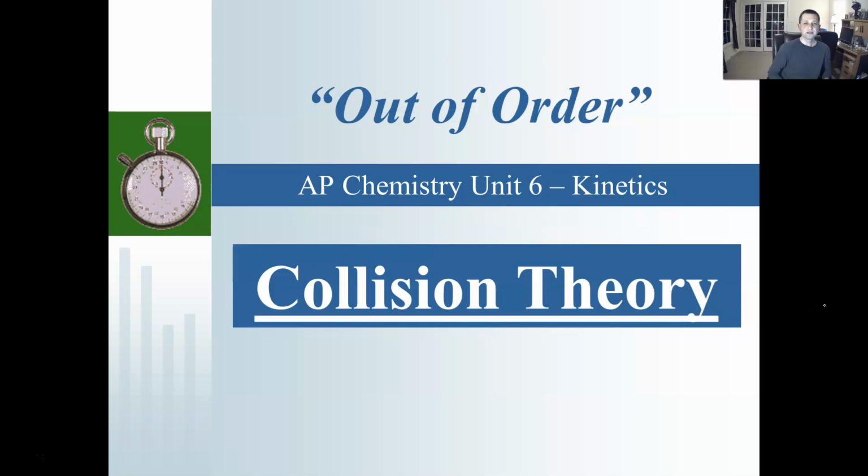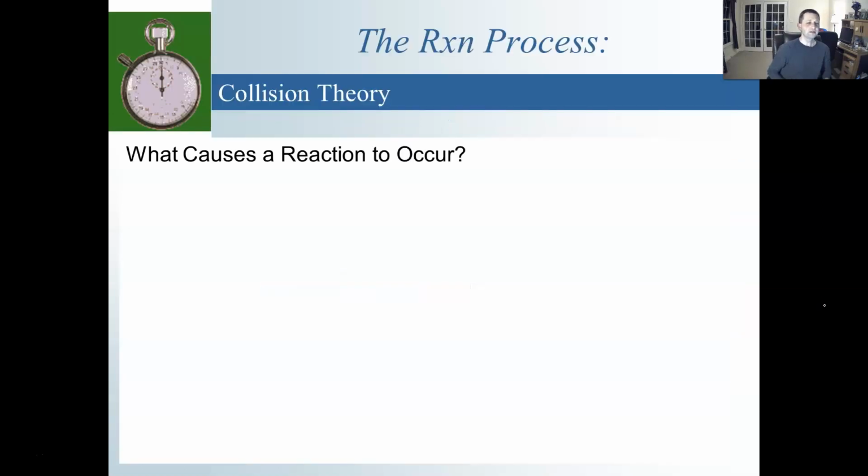What we're going to do today is continue with our unit on kinetics, and we're going to talk about something called collision theory. Now, collision theory, I think, is pretty easy, and it really is just going to focus on what causes reactions to occur, and how can we get them to occur at a faster rate.